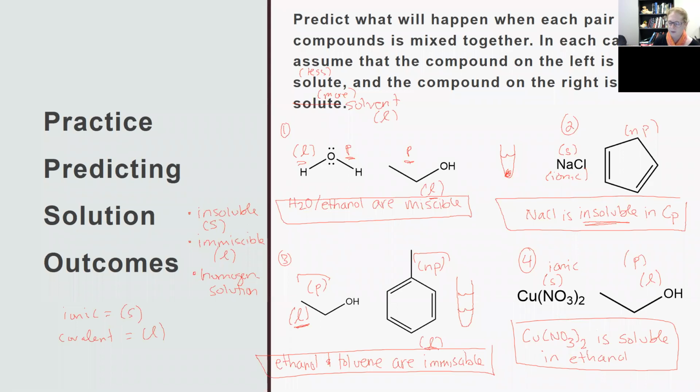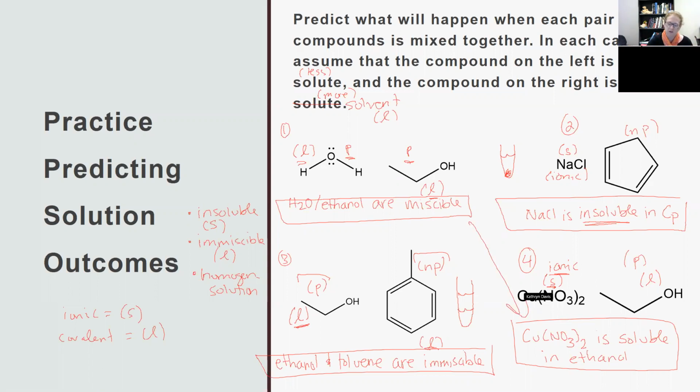So here we go. Copper 2 nitrate is, of course, an ionic compound, so I'm going to give it a solid phase label. And on the right, ethanol is a liquid and a polar compound, as we've said before. So if I put a polar thing with an ionic thing, I know that those are favorable interactions. And I identify then that solid copper 2 nitrate is soluble in ethanol. I would have one homogeneous solution.